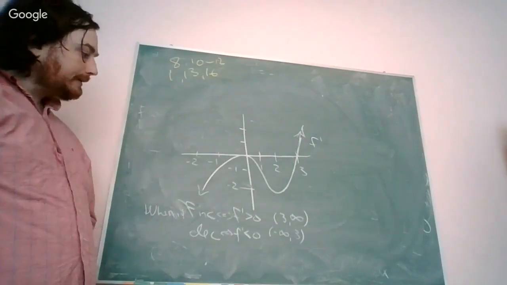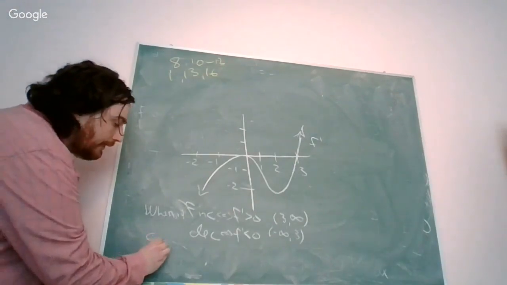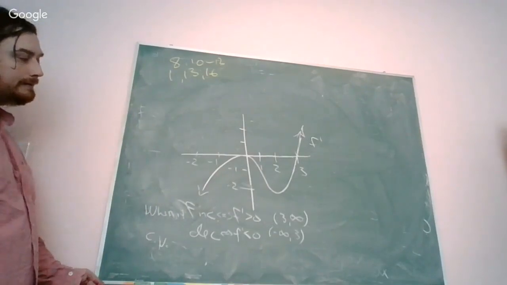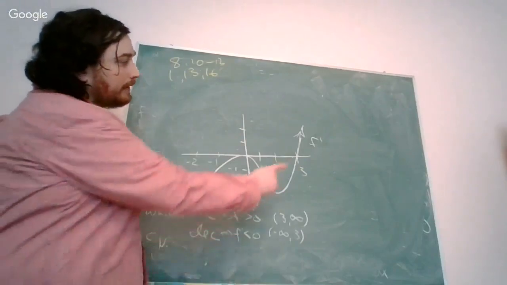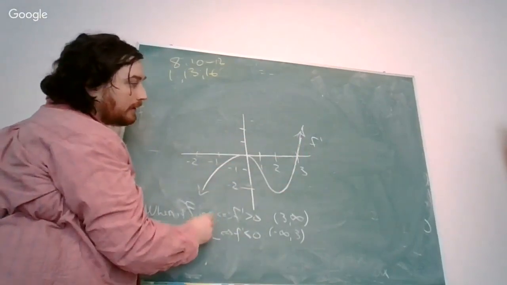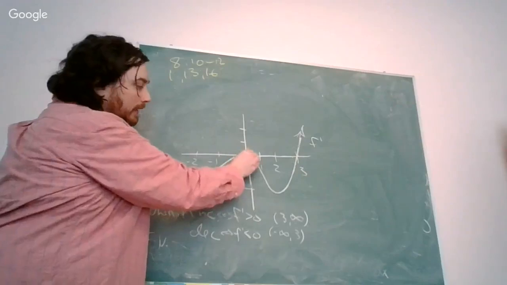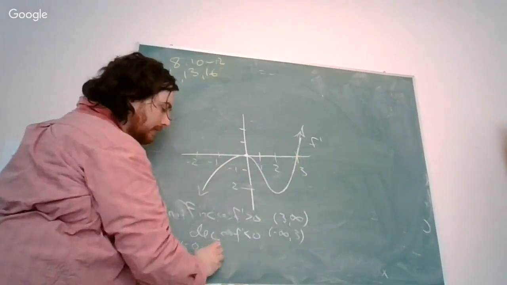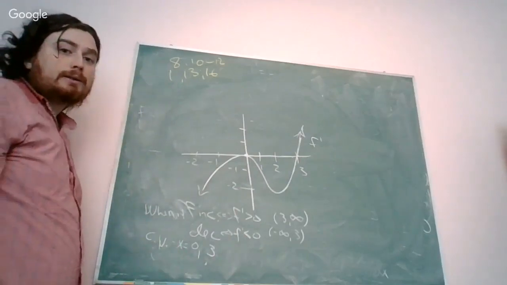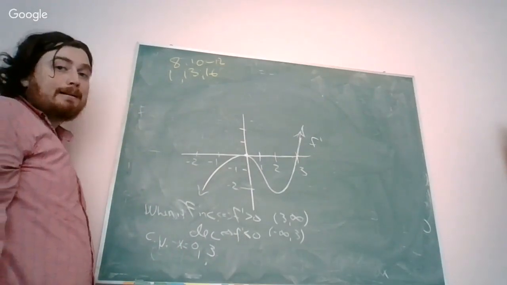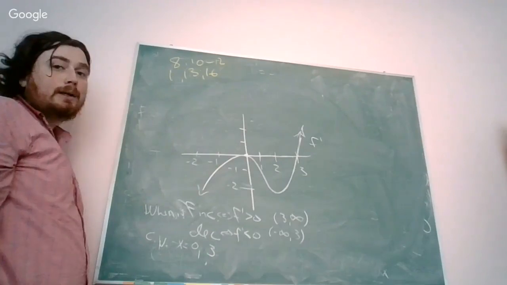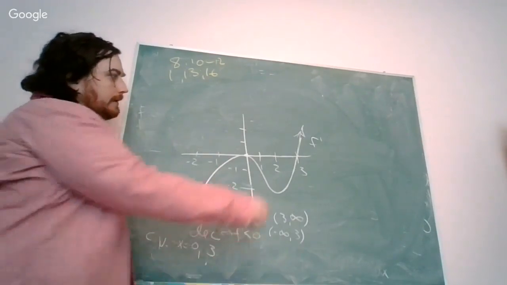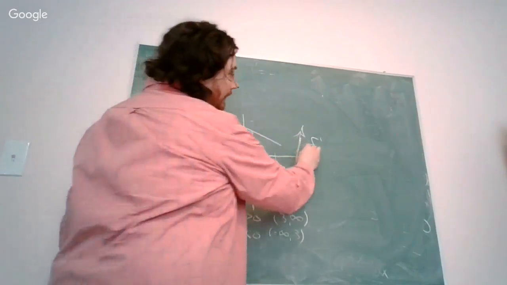Where are the critical points? Well, the critical values are where the derivative is 0 or undefined. So notice that the derivative function is 0 when it crosses the x-axis. It crosses the x-axis at x equals 0, and it crosses at x equals 3. So my critical values are x equals 0 and 3. I am decreasing from negative infinity to 3, increasing from 3 to infinity. And so if we notice, that means my actual function is going to look like this.